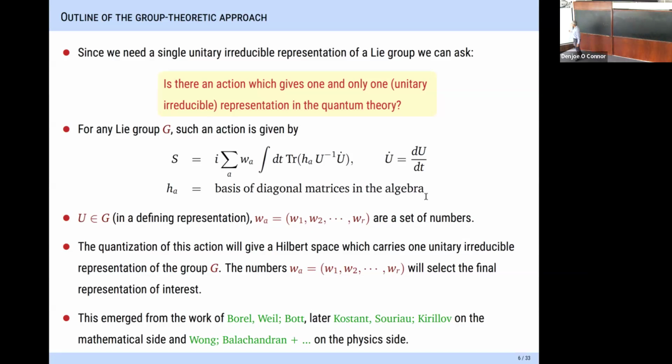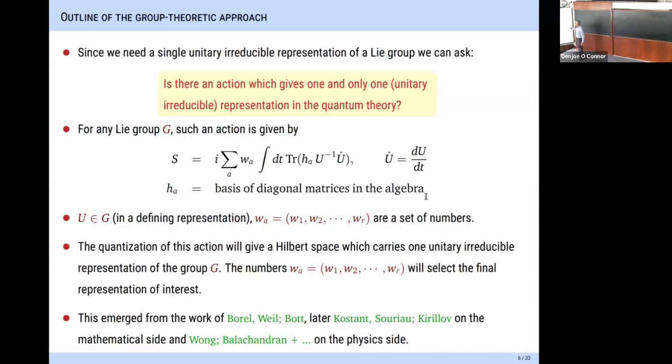If U is an element of the group, you take a time derivative if you like, U inverse U dot. H's are the diagonal or the Cartan elements of the algebra of the group. And W's are set numbers, and this is simply the action that you can write. Okay, this is the simplest action you can write down. It's invariant under reparameterization of time. It's a, if you like, a topological sort of action. And say U is an element of the group in some representation, doesn't matter which one, that's just to define the trace. And W's are set numbers.